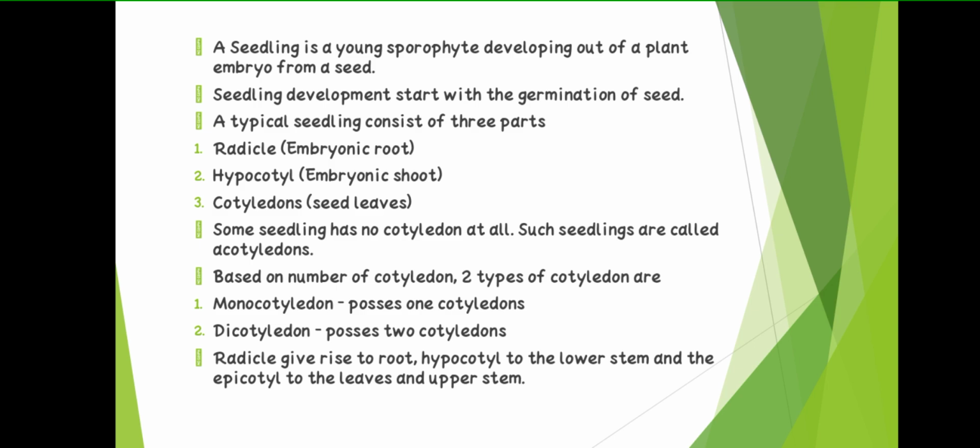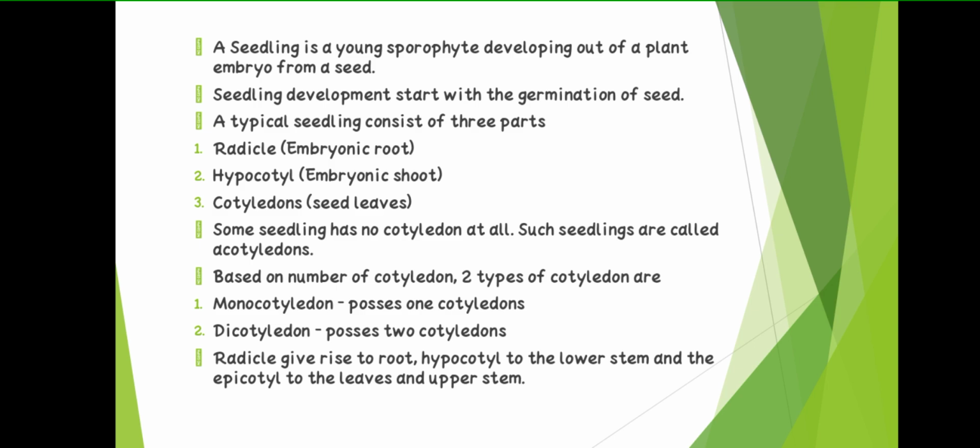A seedling is a young sporophyte developing out of a plant embryo from a seed. Seedling development starts with the germination of a seed. A typical seedling usually consists of three parts, that is radicle, hypocotyl and cotyledon. Radicle is also known as embryonic root, hypocotyl is known as embryonic shoot and cotyledon is also known as seed leaves.